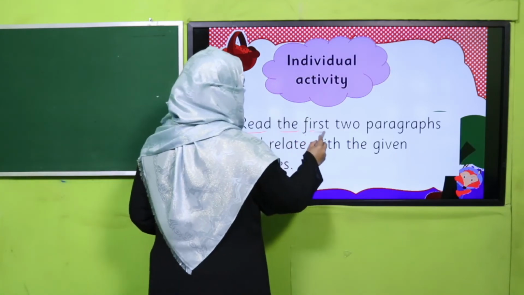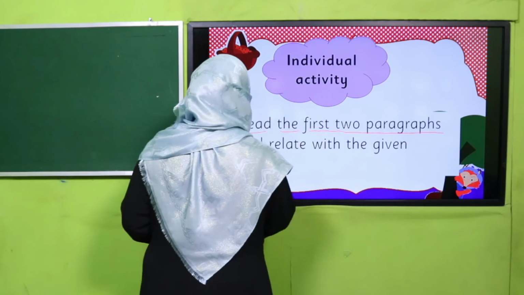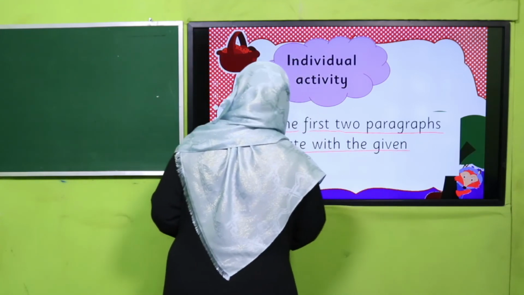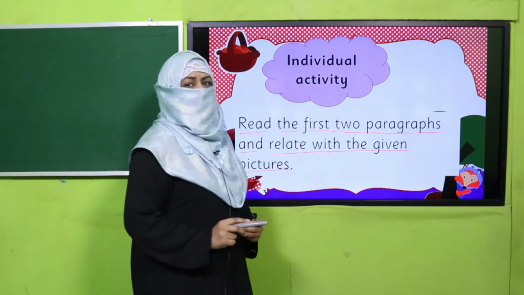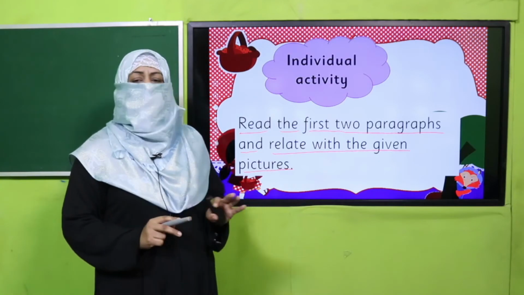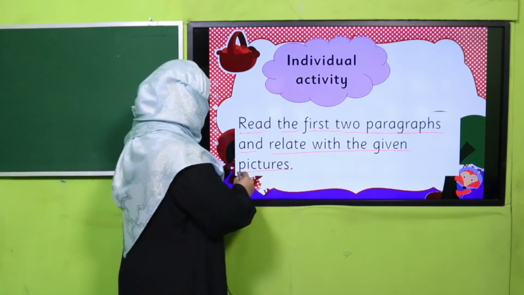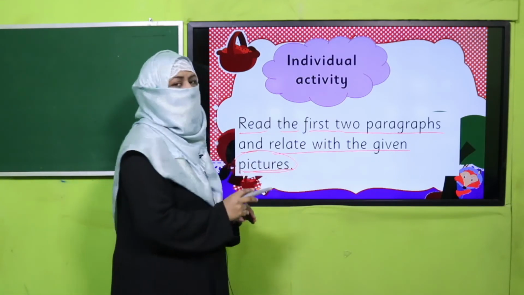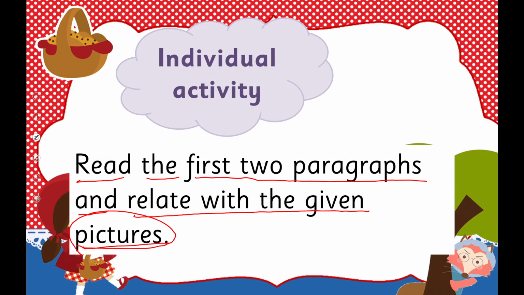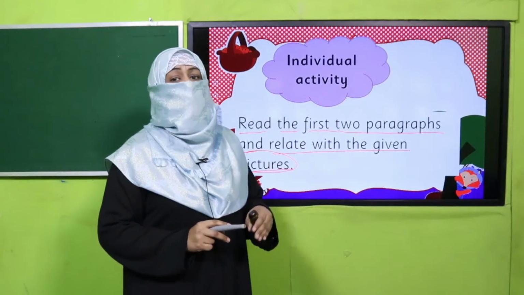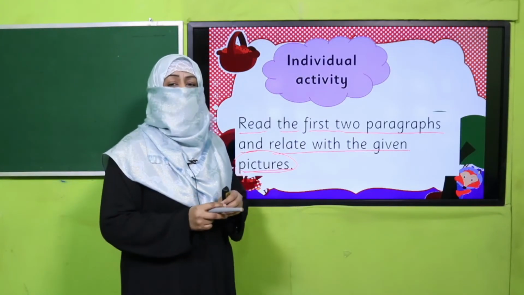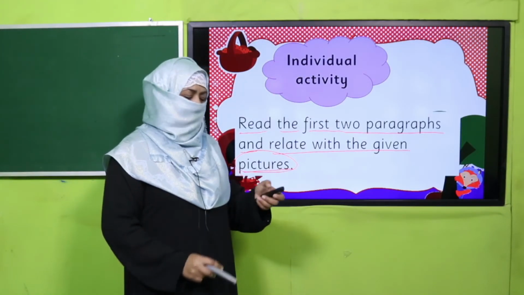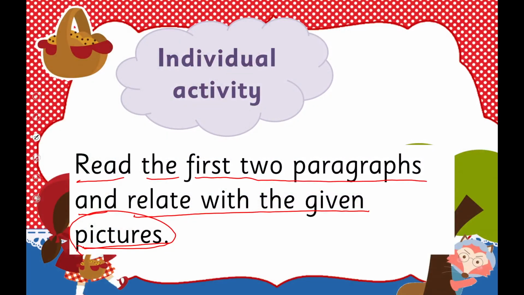Here is an activity. Read the first 2 paragraphs and relate them with the given pictures. Now you have already done your individual reading. You'll have to relate it with the pictures and tell your teacher. Whatever comes to your mind. Again, before this, you guessed it. Now how do you relate it? Tell your teacher. Are you done with it?